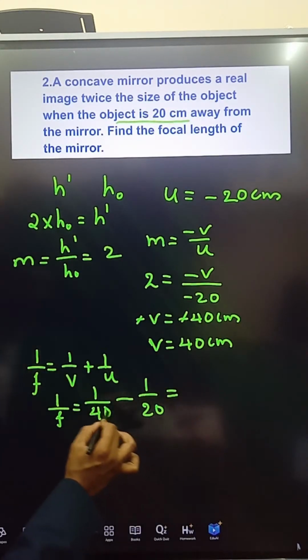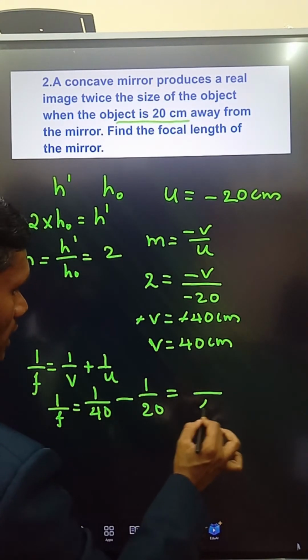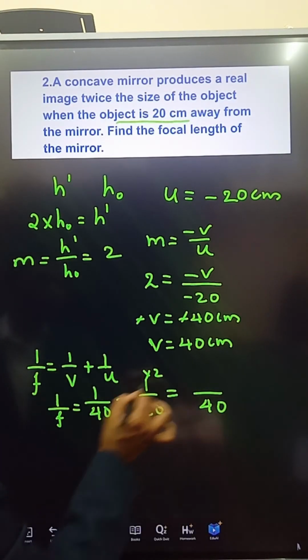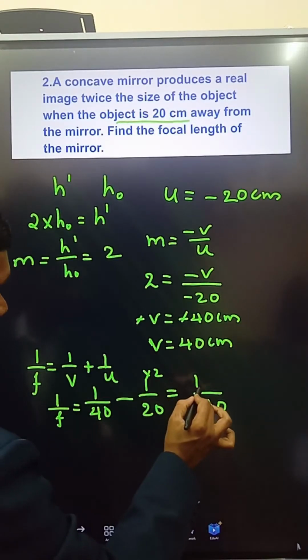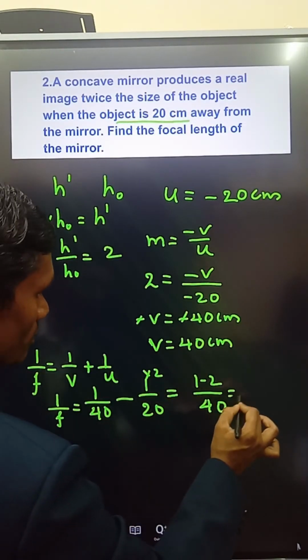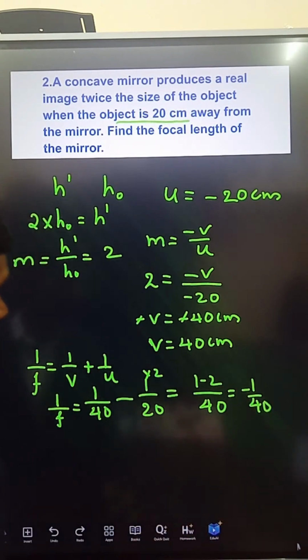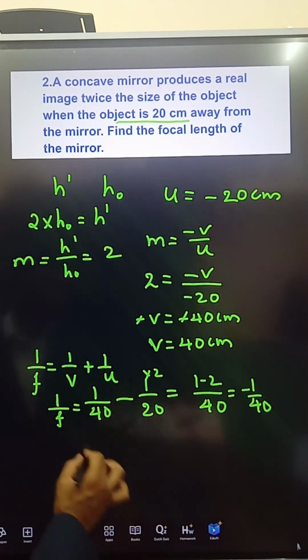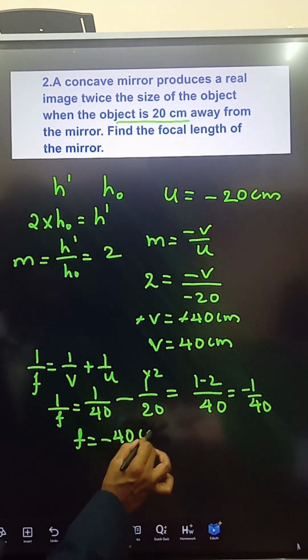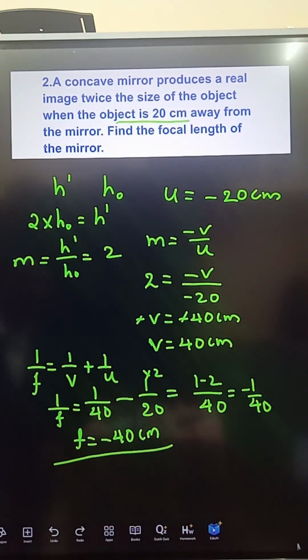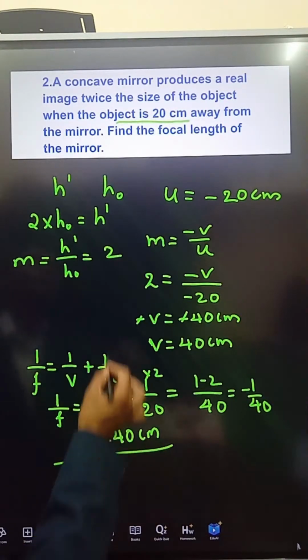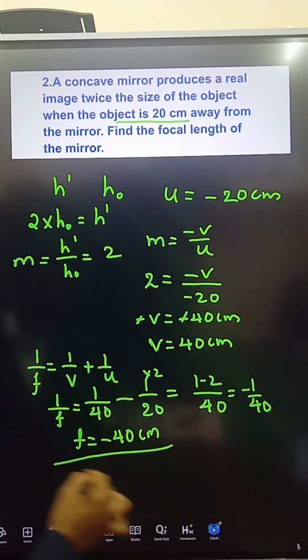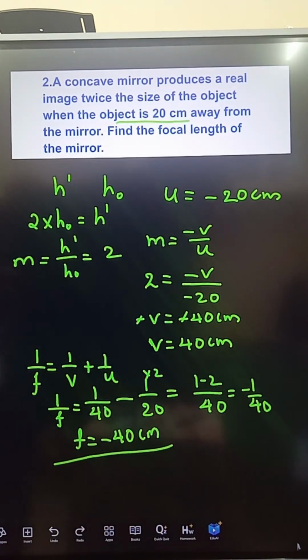So what do we get here? LCM is what? LCM is 40, right? This is 20 into 2. Okay. So what do we get here? 1 minus 2 you are getting. 1 minus 2 is nothing but minus 1 by 40 you are getting, right? Minus 1 by 40. So what this becomes? F will be equal to minus 40 centimeter you are getting. That is, focal length is minus 40 centimeter it is giving us, right? So if there is any confusion, you can ask. Find the focal length of the mirror, only that much is asked. That is minus 40 centimeter, that is the focal length.